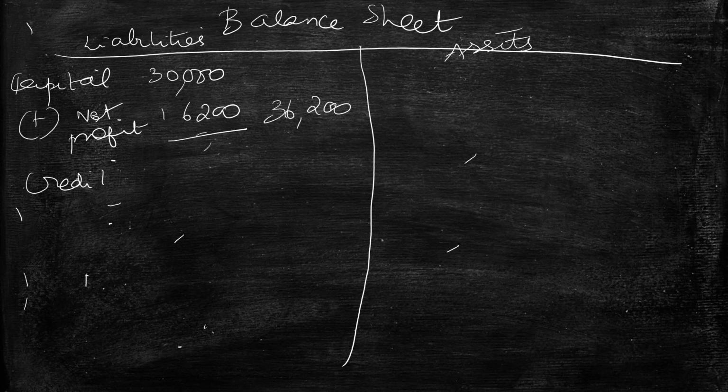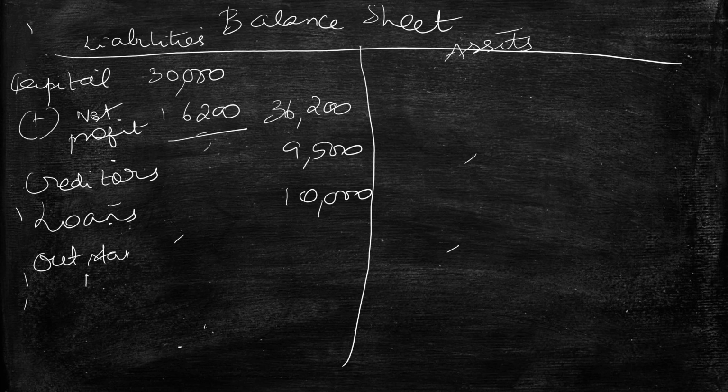Then we have creditors worth rupees 9,500. Then we have loans which we have taken for the business, rupees 10,000. Then we have outstanding salary. Outstanding expenses belong to liabilities, which means you are yet to pay. You have the obligation to pay, right? You are accountable for that. So it will be a short-term liability.